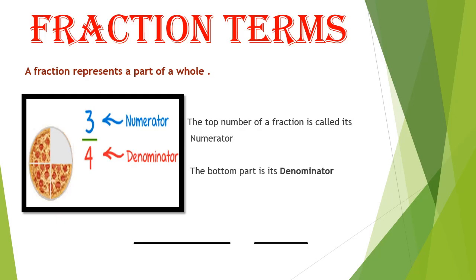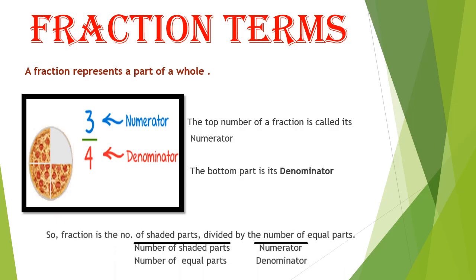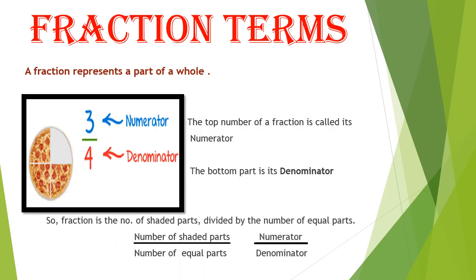How will we understand why the top number is called numerator and why the bottom number is called denominator? Why are we not calling the above number the denominator, and the below number the numerator? Because a fraction here is the number of shaded parts divided by the number of equal parts. So the numerator represents the number of shaded parts or the number of parts left.